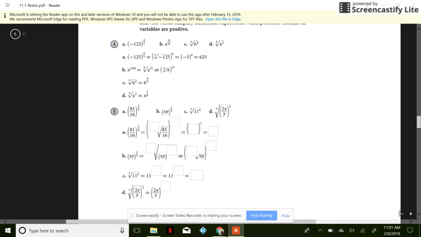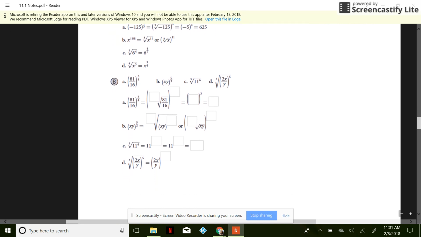So they worked through a couple of examples for us there. We're going to look through these ones ourselves. So here, we got 81 over 16 to the 3 over 4 power. So that means we will take the fourth root and then cube it, because both of those are perfect fourths. So the fourth root of 81 is 3. The fourth root of 16 is 2. So then you can cube 3 over 2 to get 27 over 8.